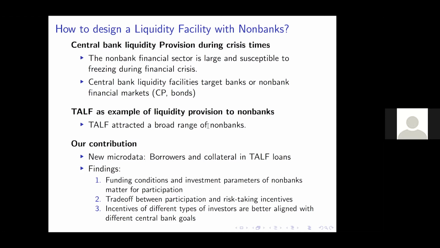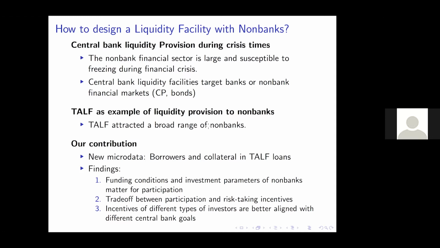There's a very strong trade-off in participation. Usually we like to have a lot of participation, making it easy to participate. But if we do this, then we may encourage too much risk-taking, and we will look at this trade-off and how it was solved in this particular case and what we can learn more broadly about this. And going from there, we can also talk about how the incentives of different types of investors are better aligned with the different goals of the central bank.